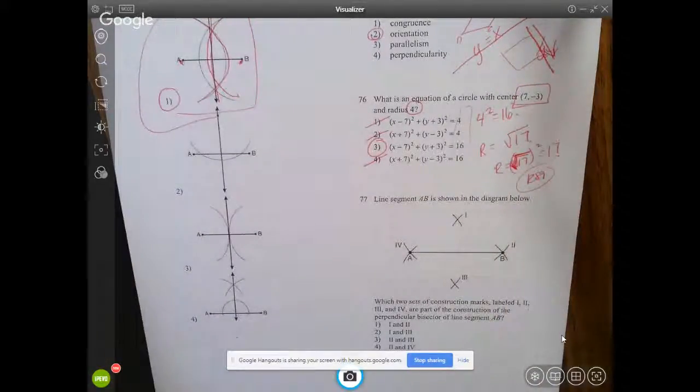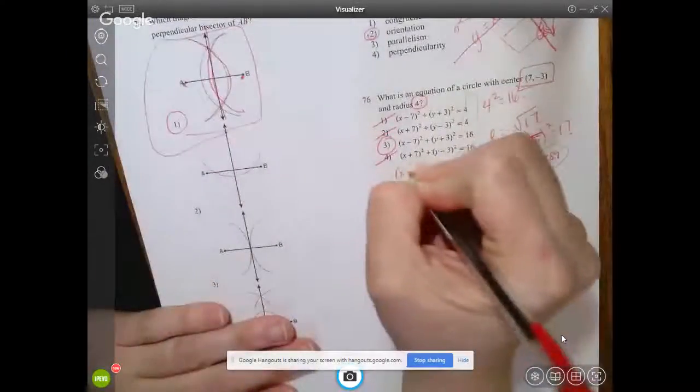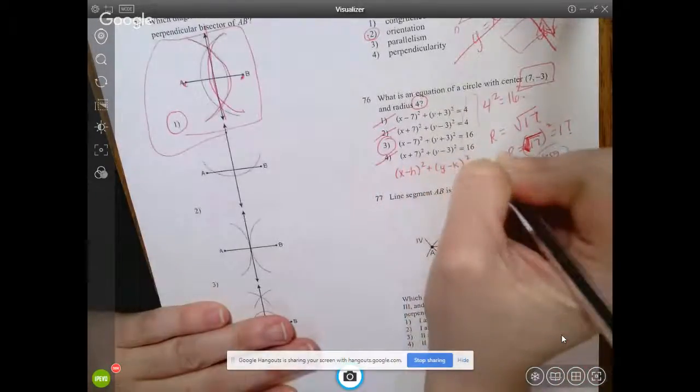Okay, so when it says 7, negative 3, when you put it in that form, the circle formula, switch, right? And then, okay, so when it says the radius.